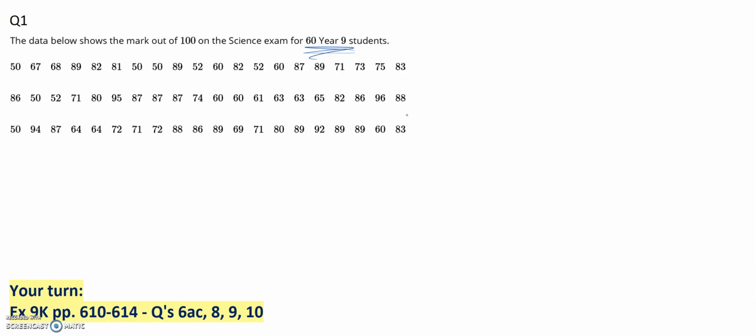Okay, so let's see. What is the minimum amount? Let's have a look. The minimum value is 50. And the maximum value, if you keep going, there's a 96 there. Let's see if there's anything more than 96. The maximum is 96. So the first thing that you have to do is decide on a class interval. What that means is, how many groups are you going to have? Minimum is 50, maximum is 96.